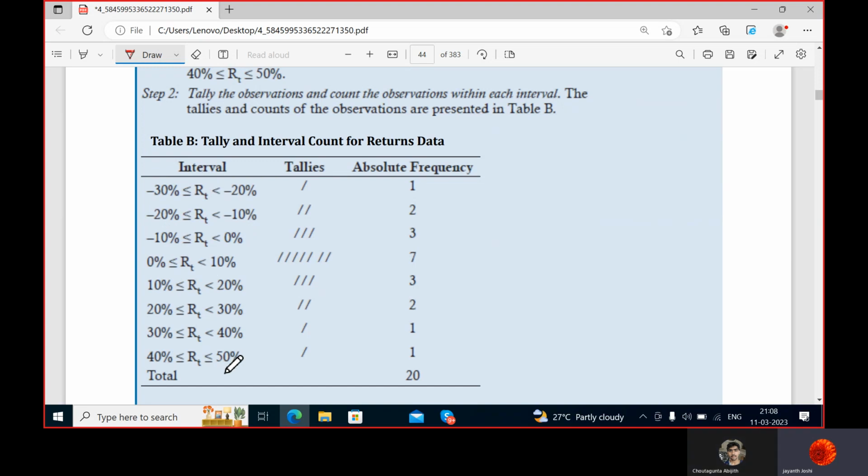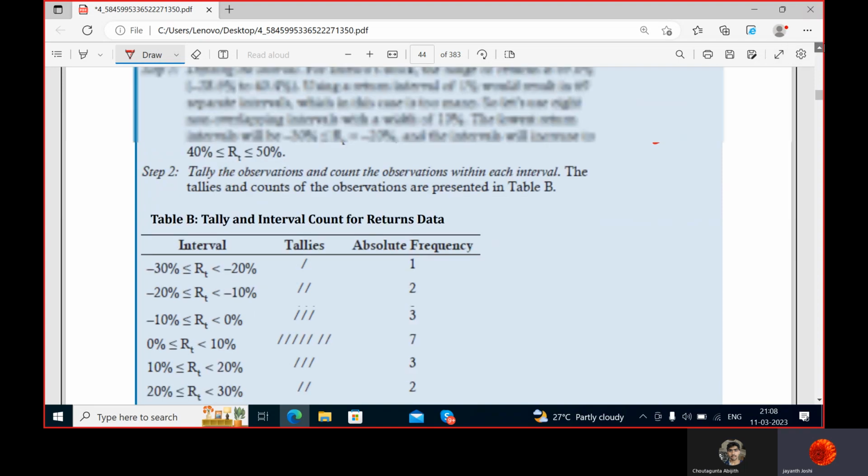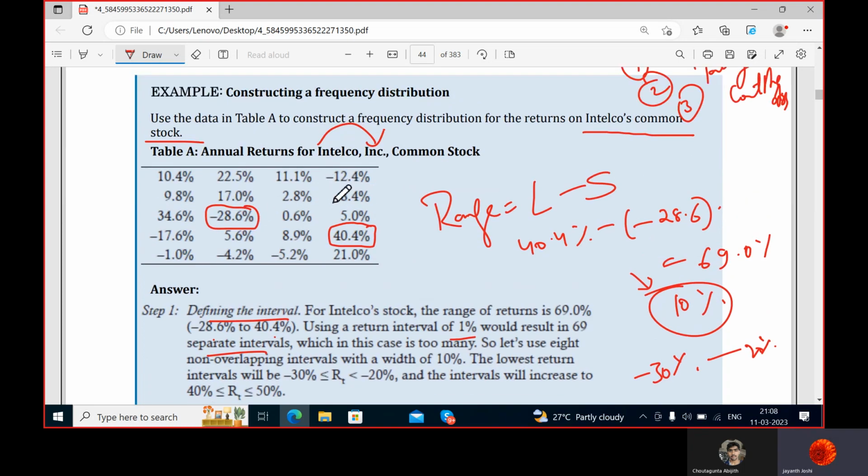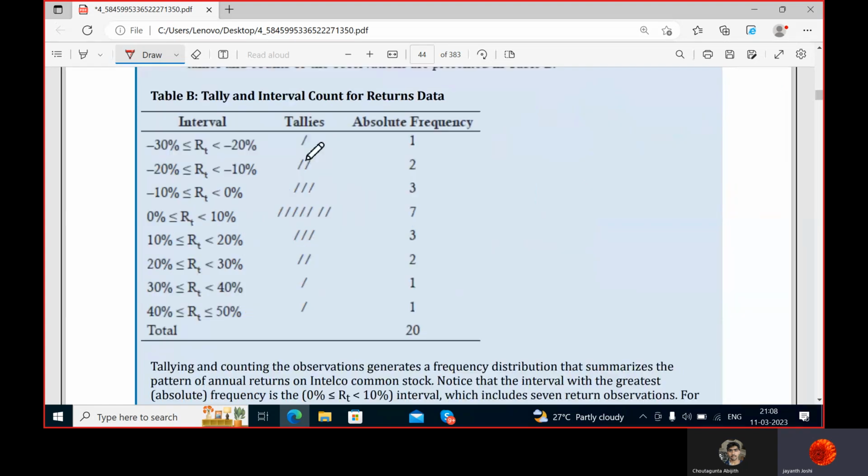And now we'll see what data lies between each interval. Minus 30 to minus 20, I think only minus 28.6 lies, correct? So they have put 1. And then we can do the next one, minus 20 to minus 10. How many observations lie? Minus 12.4 lies, and then minus 17.6. Only two data would lie in this. There are two returns between this.